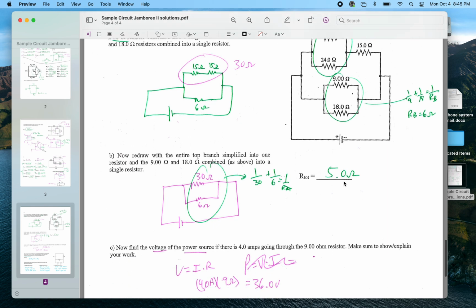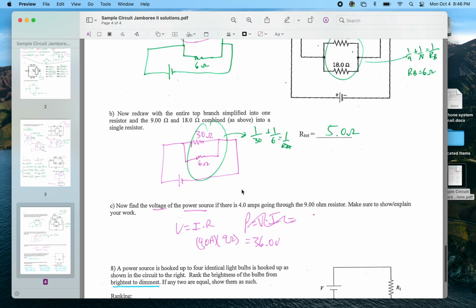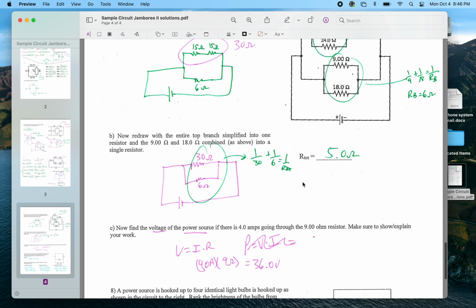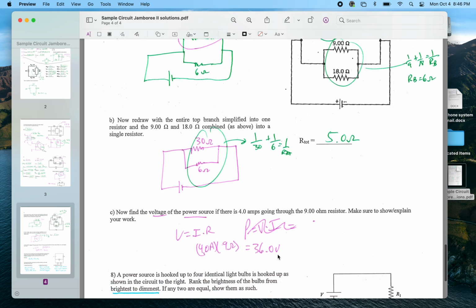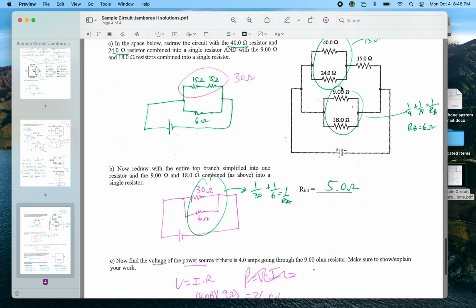So no worries. Oh, but I am asking that now. So if there's 4 amps going through the 9 ohm resistor, 4 I times R is 36 volts. So the power source must be 36 volts. And now I could use that to figure out the fact that there would be 2 amps going through here, and in this total top part up here, 36 volts divided by 30 ohms would give me about 1.2 amps through the top.